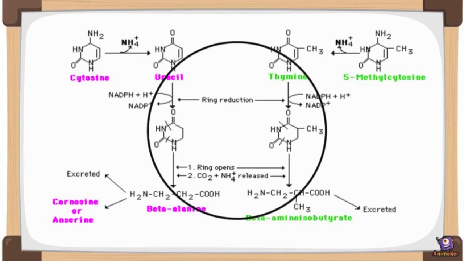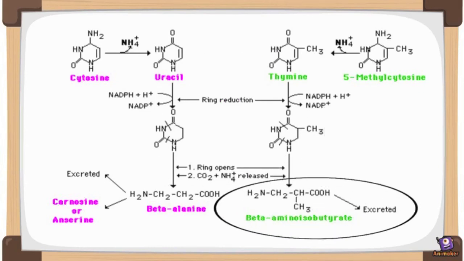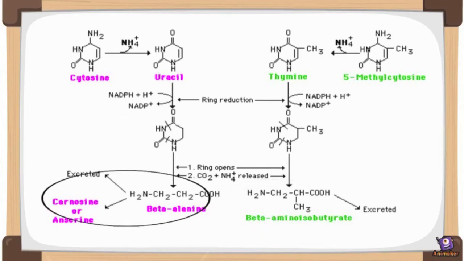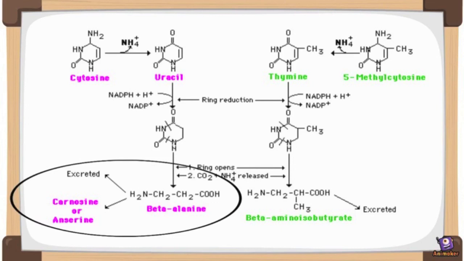3. Carbon dioxide and ammonia will be released as the ring is being cleaved. 4. Beta-aminoisobutyrate will be excreted. And lastly, beta-alanine will be formed, and it can be excreted and be used to synthesize carnosine and anserine.